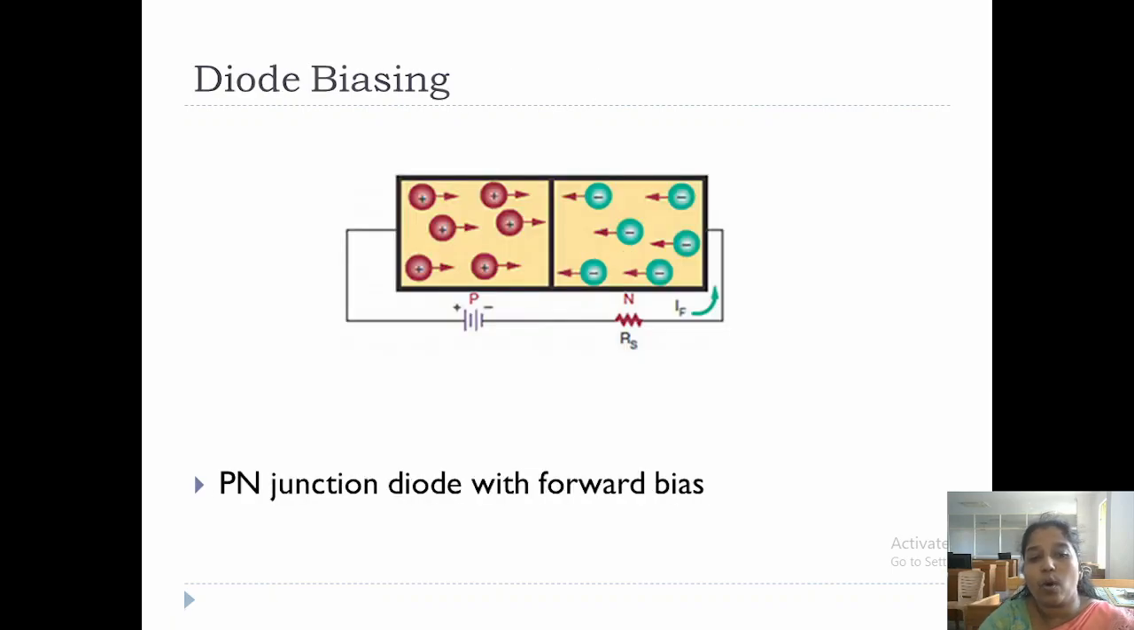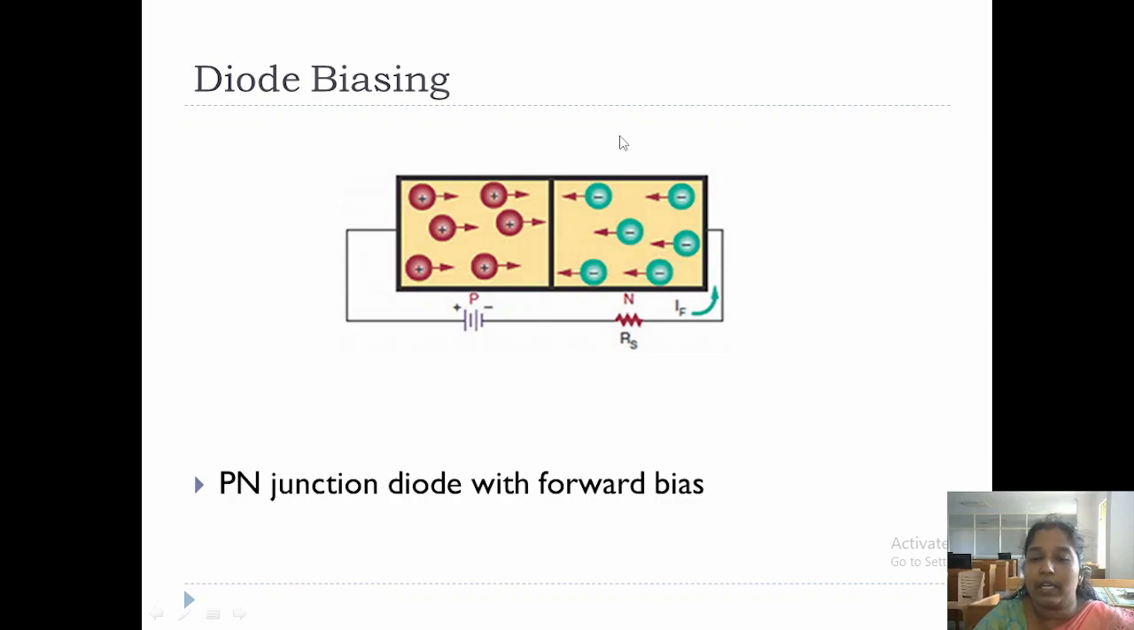But when there is no external biasing or applied field, the flow of electrons due to this electric field and due to diffusion will cancel each other out. So the current in the circuit will be equal to 0. This is the unbiased condition.